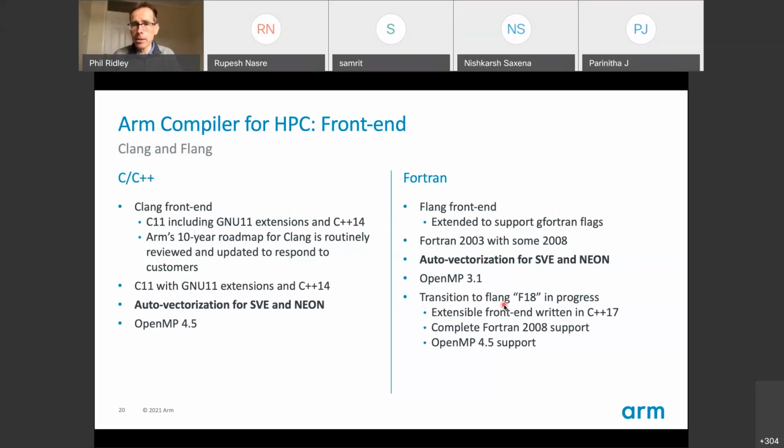We are hoping to move to a new front end over the coming years based on the F18 open source project. One reason for this is that the project is based on code written in C++, so it's a lot easier for the compiler developer to work with. And it has better support for OpenMP 4.5. But that basically summarizes where we are currently with the commercial compilers.